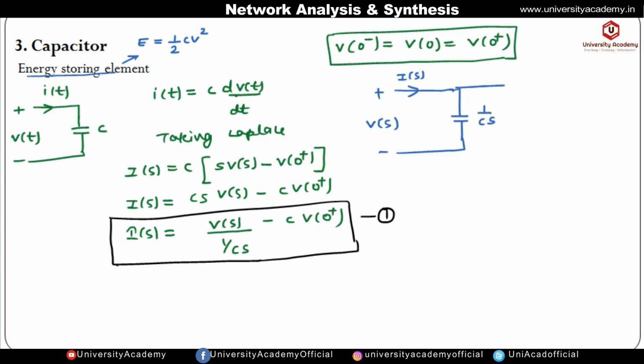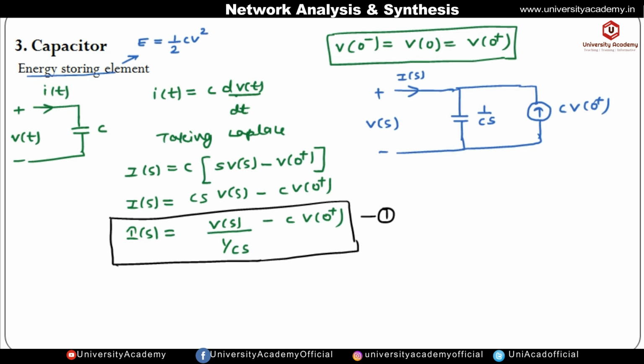Here the current value is minus C into v of 0 positive. Because of this minus sign, it will oppose the current. It will oppose the current I of s, so the current direction will be in the upward direction. So this is C into v of 0 positive.